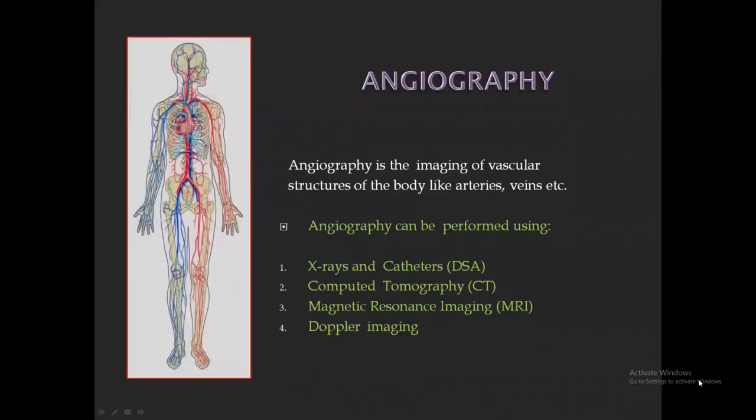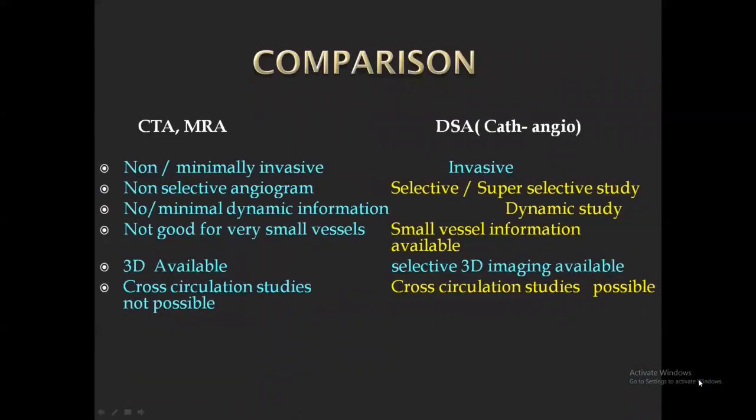Angiography is the imaging of blood vessels. It can be artery or vein. Angiography can be performed using various imaging modalities like X-rays and catheters, which is the DSA technique. Computer tomography, we call it CT angiography. Magnetic resonance imaging or MR angiography, and Doppler imaging, which is also used for imaging of blood vessels.